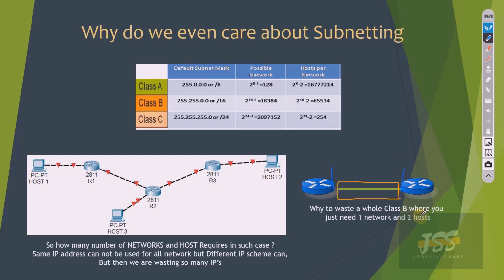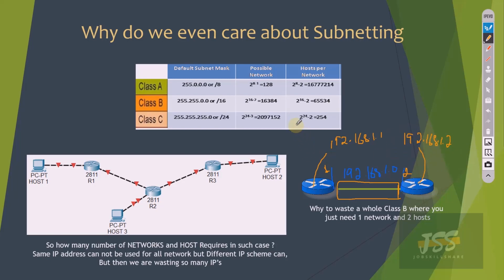In plain English, what I'm trying to say here is we have one network. Let's suppose 192.168.1.0. Then we have to provide the host IP, which is the host ID. Let's make it 1 and 2. So the IP address for this router is 192.168.1.1, and for this one it is 192.168.1.2.